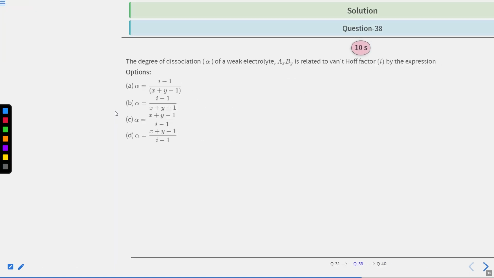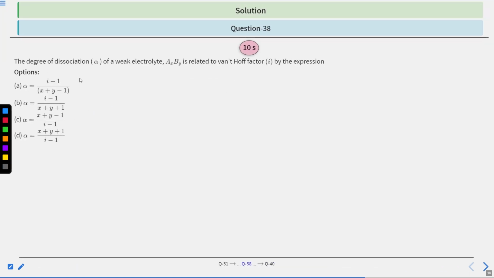Let's move to question number 38. The degree of dissociation alpha of a weak electrolyte AxBy is related to Van't Hoff factor i by the expression. Now, for a weak electrolyte AxBy, we have to determine the relationship between the degree of dissociation and the Van't Hoff factor. Options are alpha equals i minus 1 divided by x plus y minus 1.